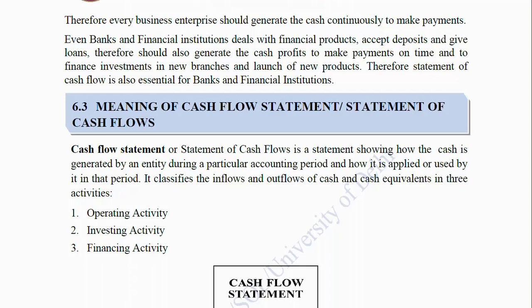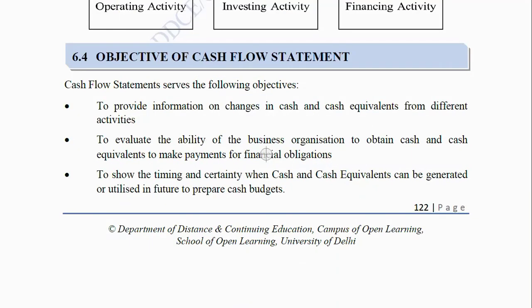6.3, Meaning of cash flow statement or statement of cash flows. Cash flow statement or statement of cash flows is a statement showing how cash is generated by an entity during a particular accounting period and how it is applied or used by it in that period. It classifies inflows and outflows of cash and cash equivalents in three activities: operating activity, investing activity and financing activity.